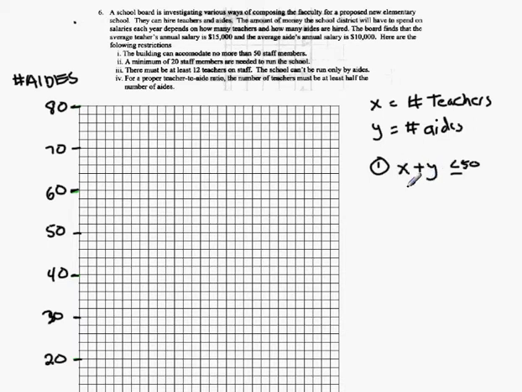So the first thing we're going to do is let X represent the number of teachers. We're going to let Y represent the number of aides. Now looking at the restrictions, number 1, the building can accommodate no more than, which is less than or equal to, 50 staff members. Well, if the staff consists of teachers and aides, that would be X plus Y. So X plus Y is less than or equal to 50.